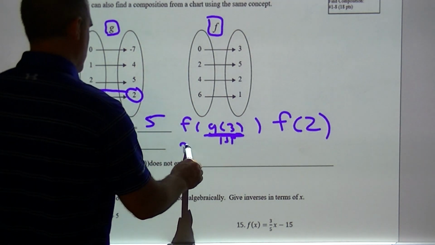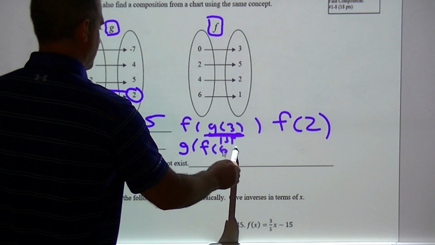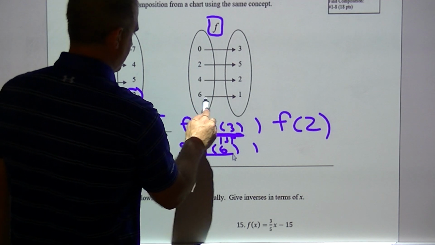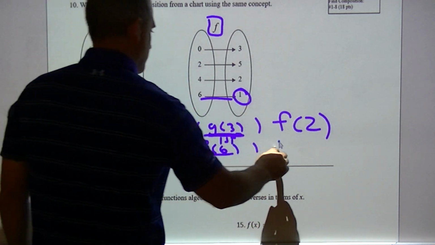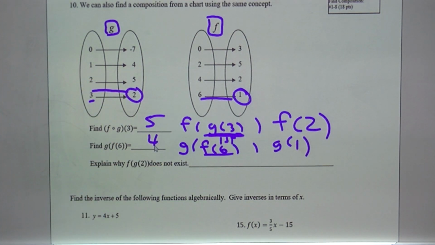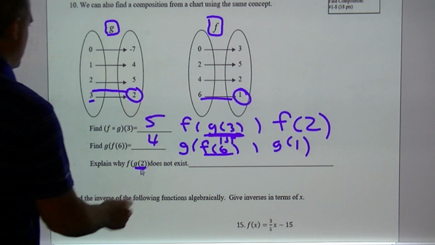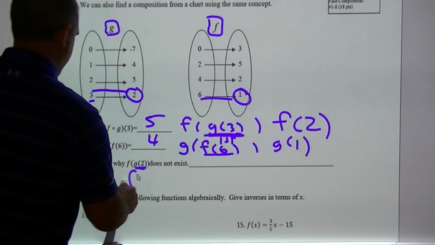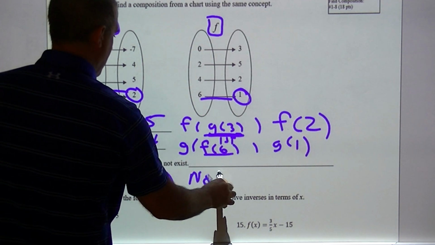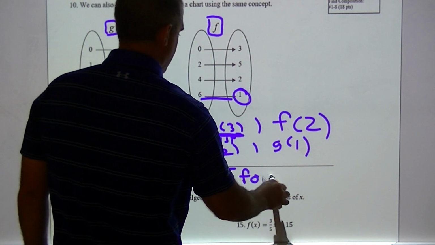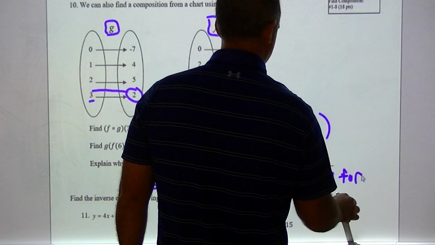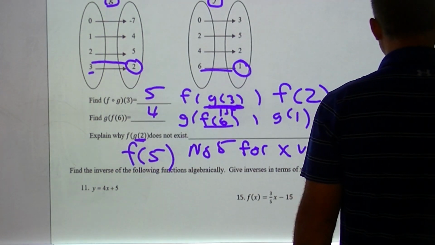This one would be g of f of 6, so I would do f of 6 first, okay? So f of 6 leads to 1, then it's going to be g of 1, 1 leads to 4. Explain why f of g of 2 doesn't exist, okay? So g of 2, 2 leads to 5. But when I come over here, there is no 5 for the x value for f. Okay? All right?